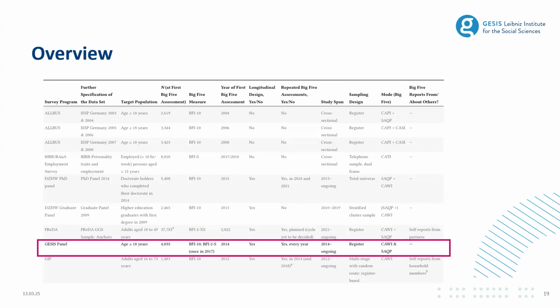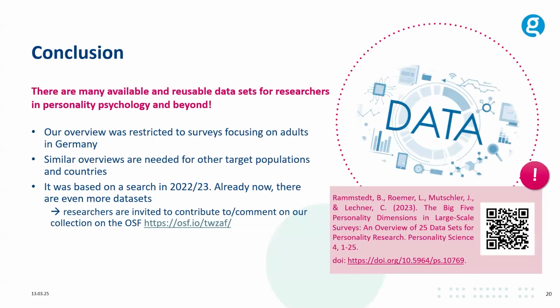So in general, with those tables, you as a researcher should be able to relatively quickly get an overview about the most important study characteristics for each of those 25 data sets. So to conclude, I hope we could show you that there are many reusable data sets that are full of potential research questions for personality research. And we hope that we inspired you to use these data sets in your own studies and conduct some of these very interesting research ideas.